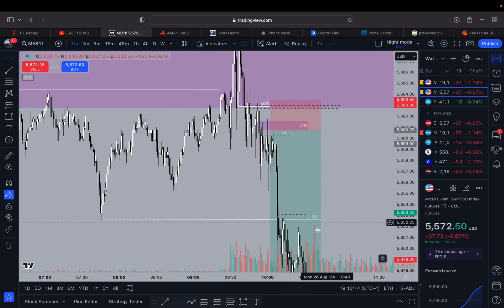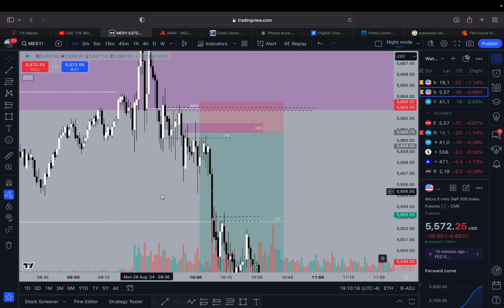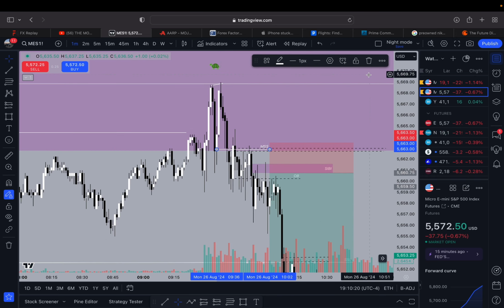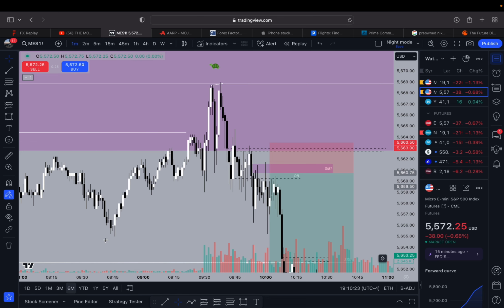Today, we were actually working with a premium PD array. That PD array being the volume imbalance. You don't see a lot of these, but when you do, you should obviously respect them because they don't come out for no reason.